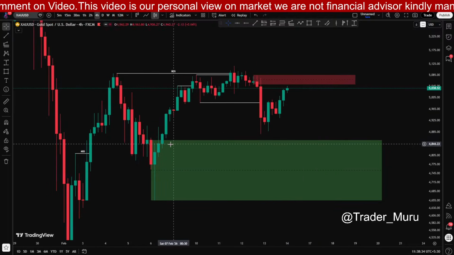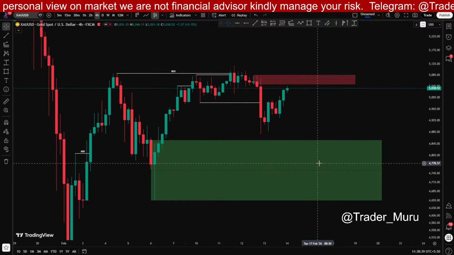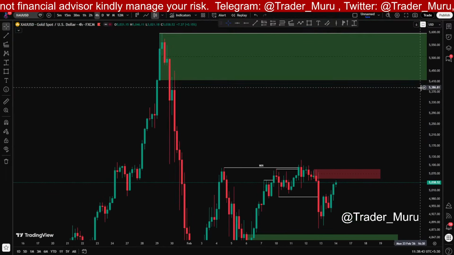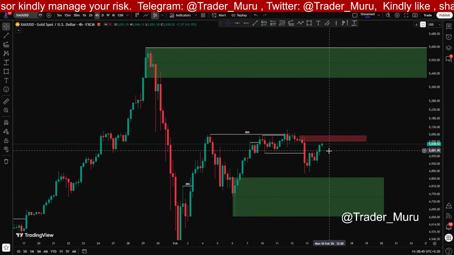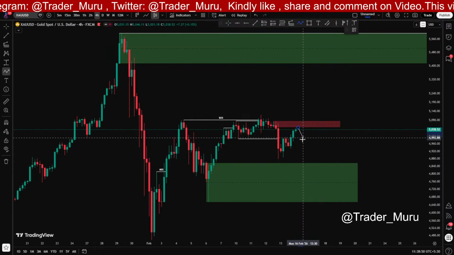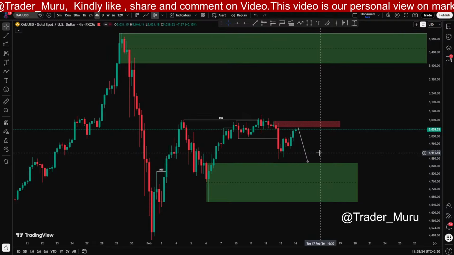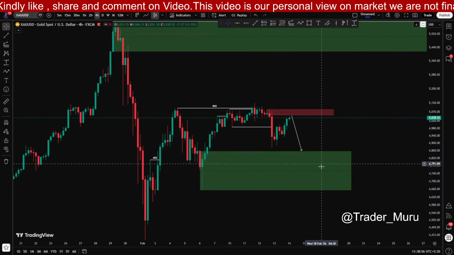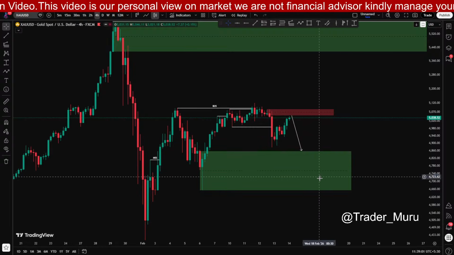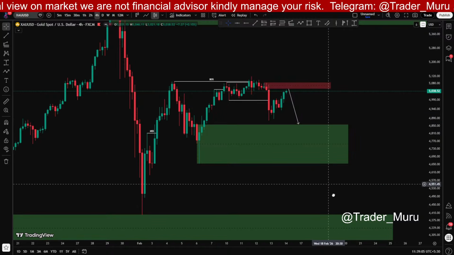And after this test I will be watching for a bullish confirmation towards this price here. Okay, so my plan is simple. If price rejects here, I will be watching for the drop till this green zone, and after that I will be watching for a structure change here. If there is no structure change, then I will be continuing with my short idea and target the bottom lows.